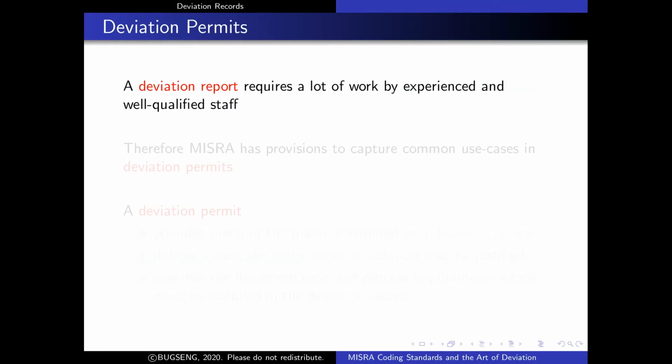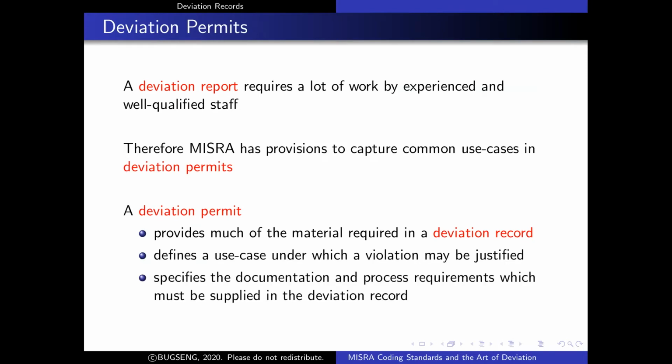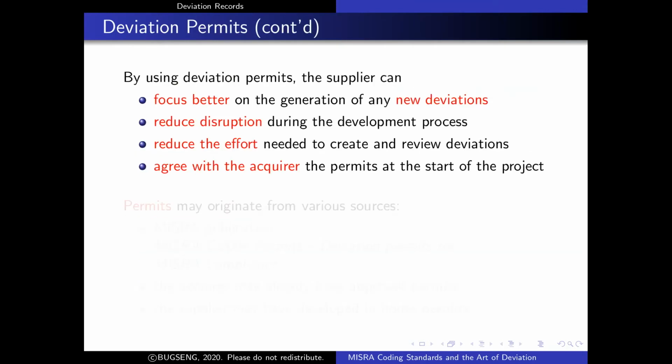Writing a deviation report requires, depending on the kind of deviation, significant work by staff that is experienced and properly trained. And so MISRA has provision to capture the more common use cases in deviation permits. So a deviation permit contains much of the material required in a deviation record. It defines a use case under which a violation may be justified. And it specifies the documentation and process requirement, which must be supplied in the deviation record.